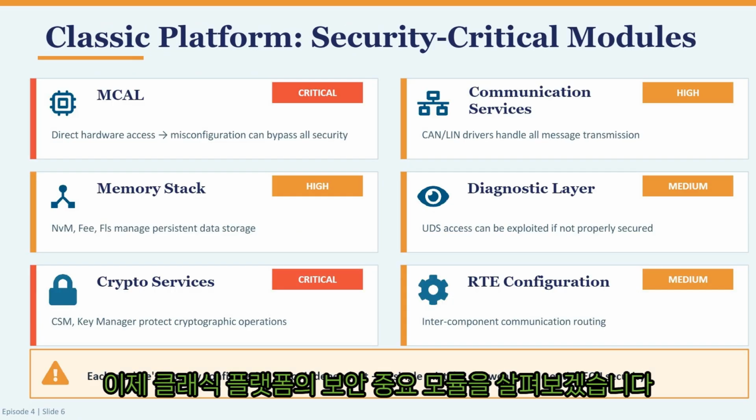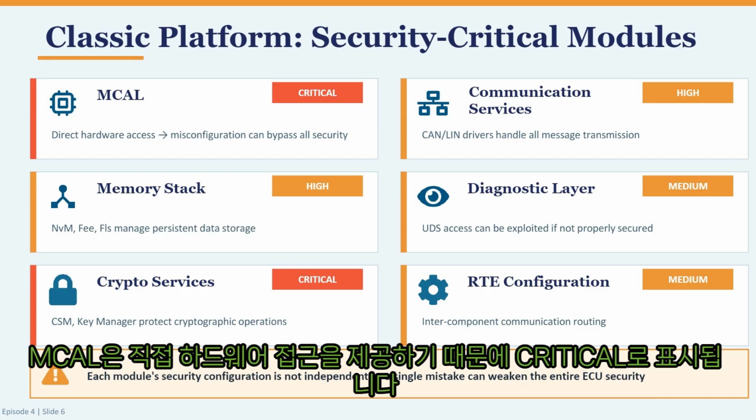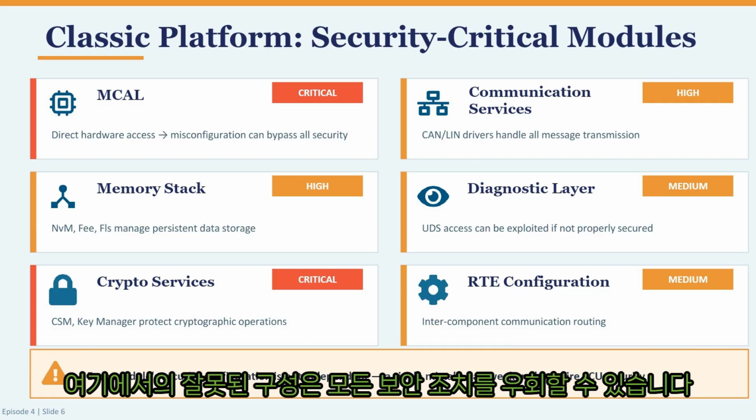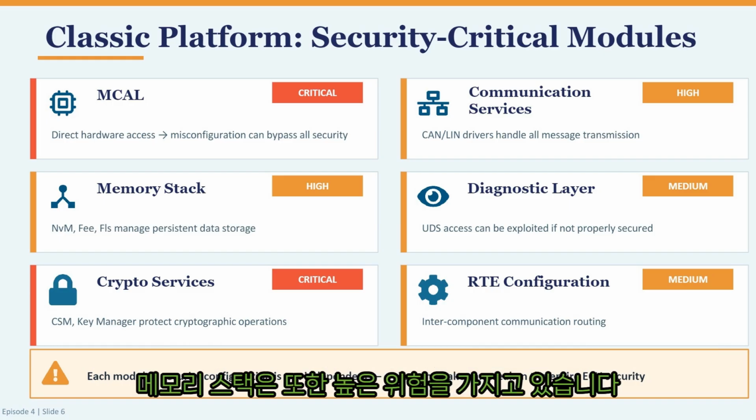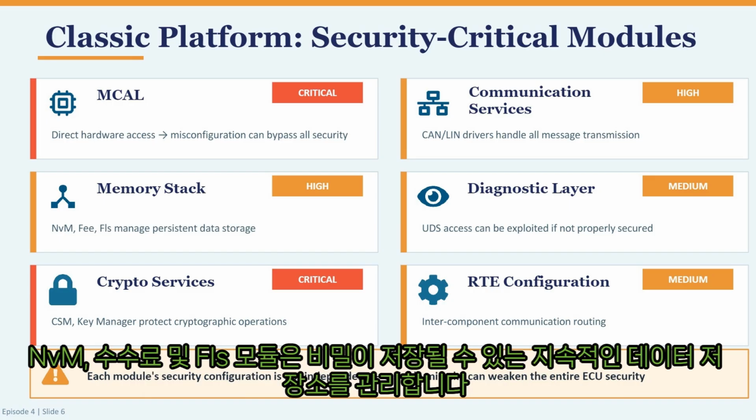Now, let's look at the security-critical modules in Classic Platform. MCAL is marked as critical because it provides direct hardware access. A misconfiguration here can bypass all security measures. Communication services are high risk because CAN and LIN drivers handle all message transmission. The memory stack is also high risk. NVM, PHY, and FLS modules manage persistent data storage where secrets might be stored.